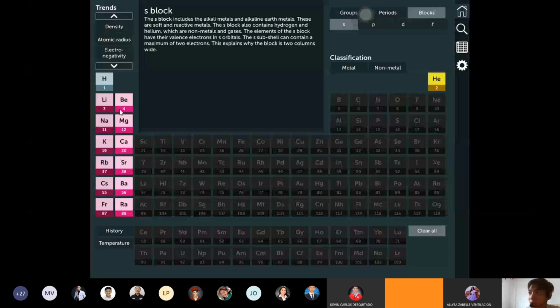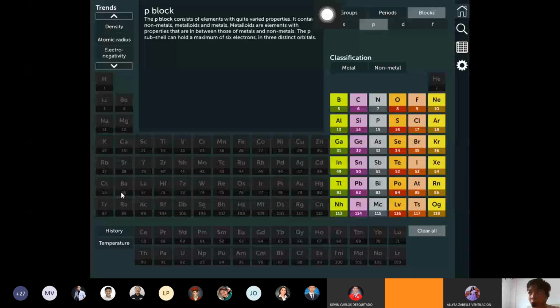So, ito yung S1, ito yung isang electron, ito yung kalawang electrons. Sa P block, kaya 6 yan, kasi 6 yung kaya ng P orbital. Ito yung 1, 2, 3, 4, 5, 6. So, 6 yung kayang electrons ni P orbital. So, it is capable of forming 6 blocks, no? Or 6 columns, no? Or families.